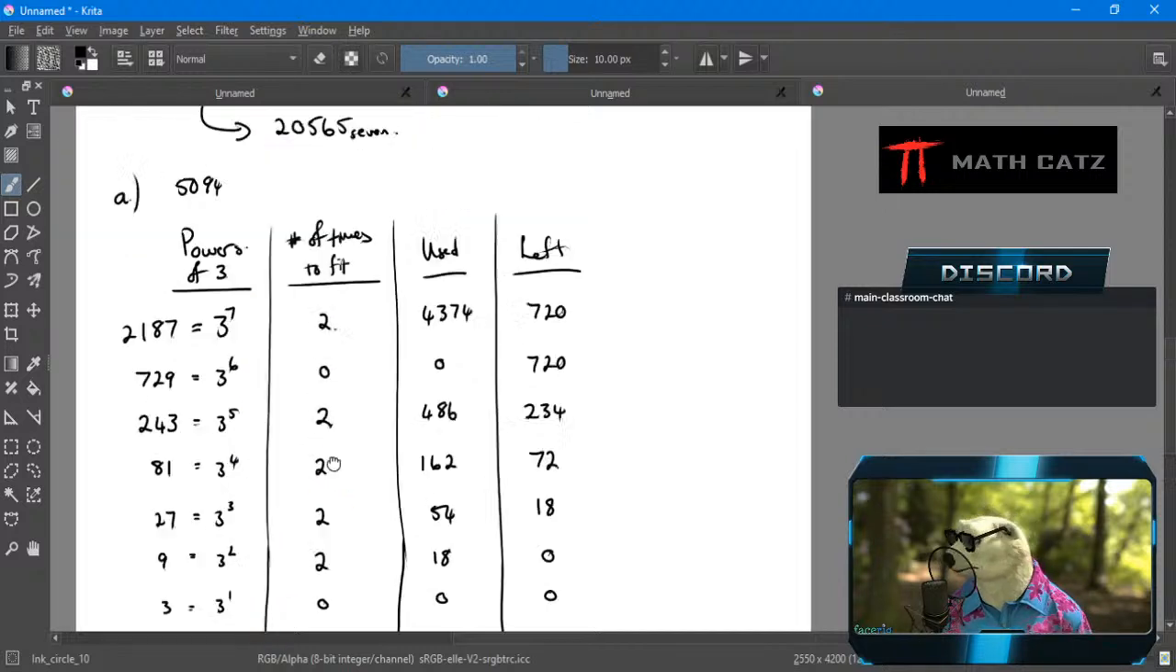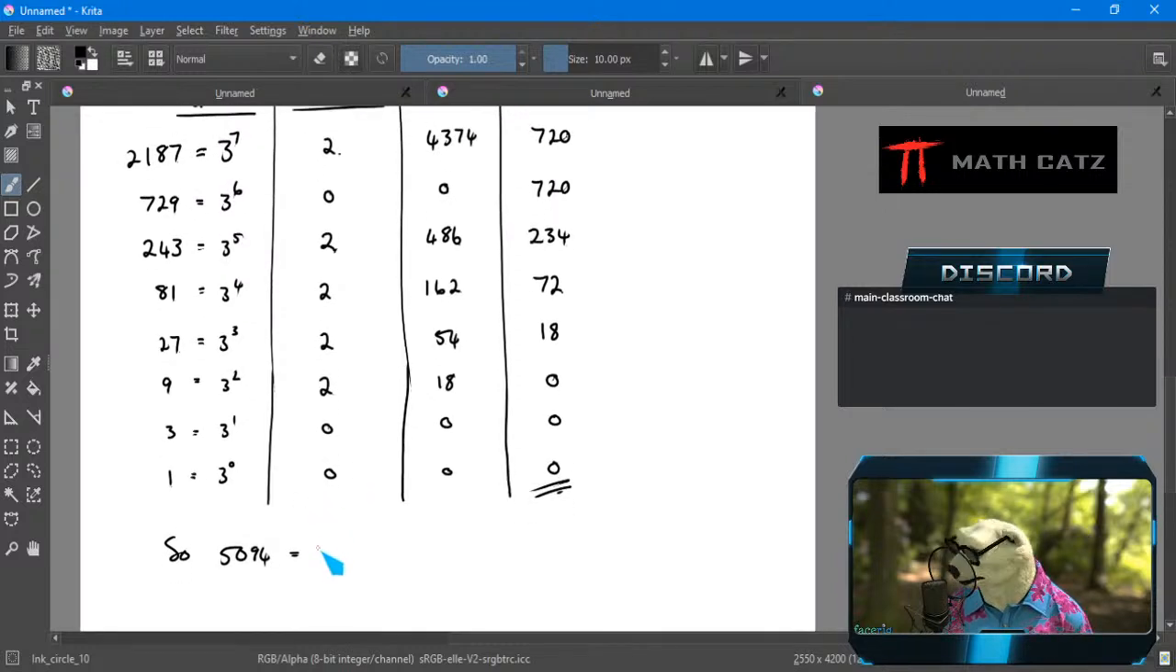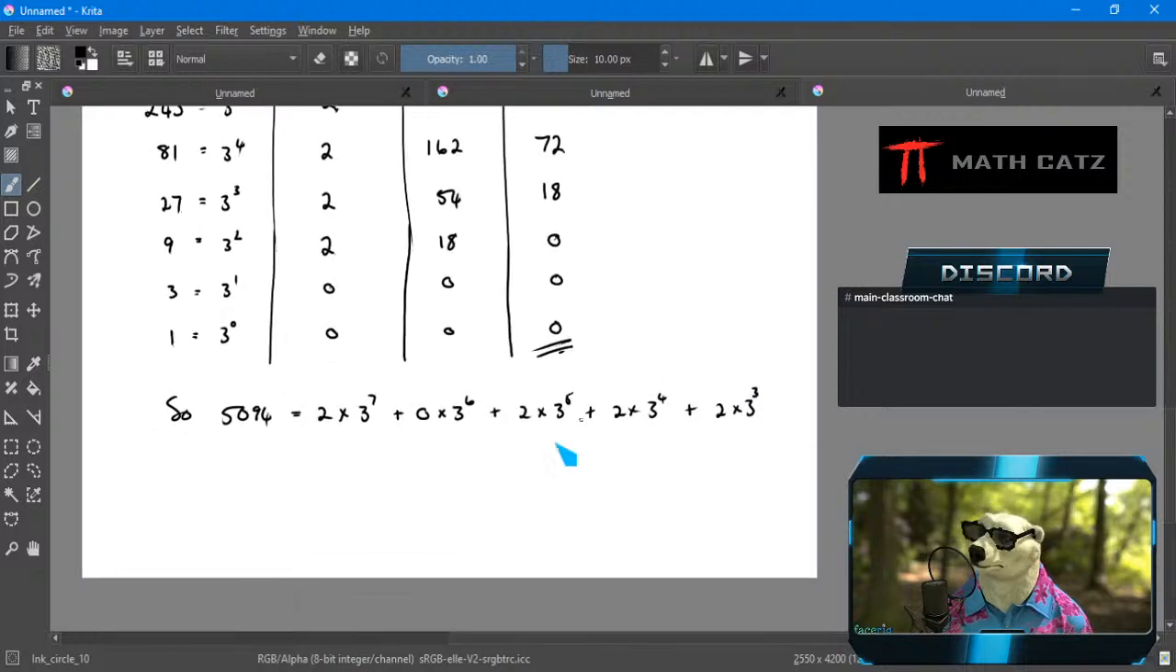So my number was 5094. It is 2 times 3 to the power of 7 plus 0 times 3 to the power of 6 plus 2 times 3 to the power of 5 plus 2 times 3 to the power of 4 plus 2 times 3 to the power of 3 plus 2 times 3 to the power of 2 plus 0 times 3 to the power of 1 plus 0 times 3 to the power of 0.